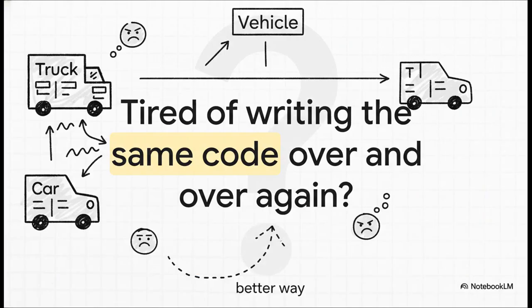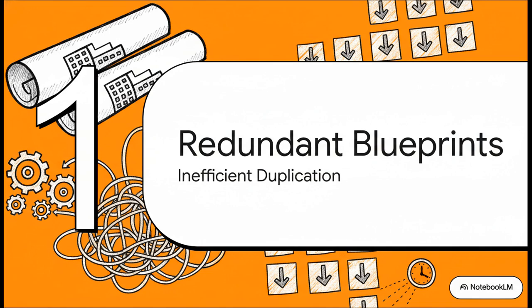So, does this feel familiar? You're deep in your code and you suddenly realize the logic you're writing for your car class is almost identical to what you just wrote for your truck class. It's repetitive, it's inefficient, and let's be honest, it's just frustrating. You know there's got to be a better way to do this. And that brings us to what I call the redundant blueprint problem. This is way more than just a minor annoyance. When you're duplicating work like this, it leads to code that's inefficient, bloated, and trust me, becomes a total nightmare to maintain down the line.